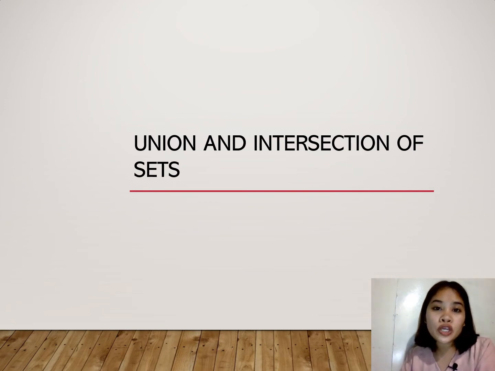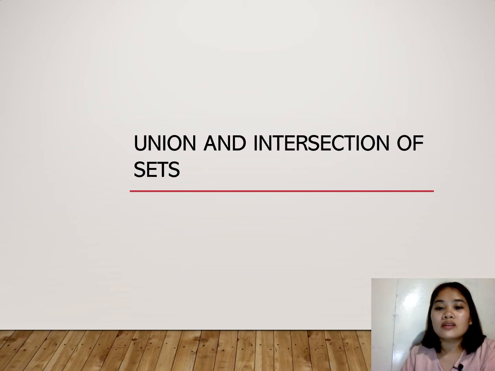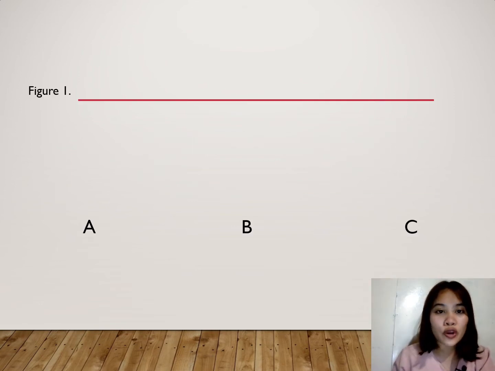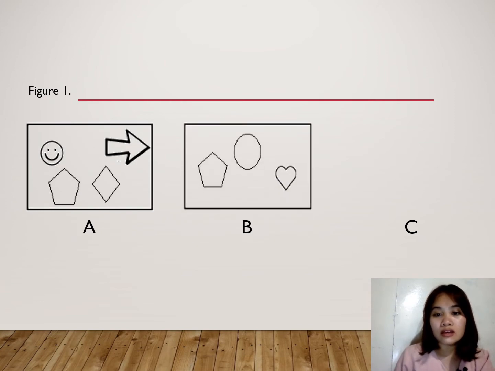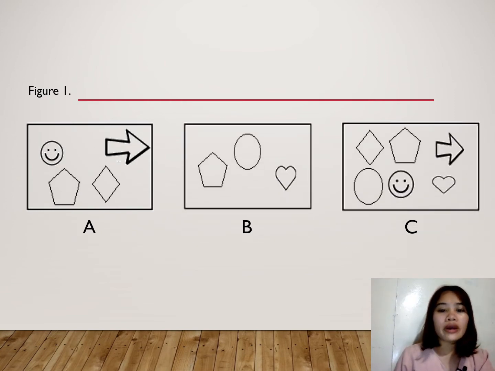So we have union and intersection of sets. Okay, so we will have this figure 1 first. So we have set A, set B, and set C. Observe the figures presented on your screen. What have you observed in set C? All the elements in set C are the elements in set A and set B.